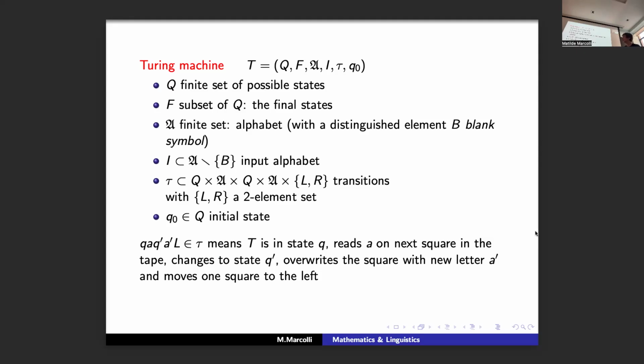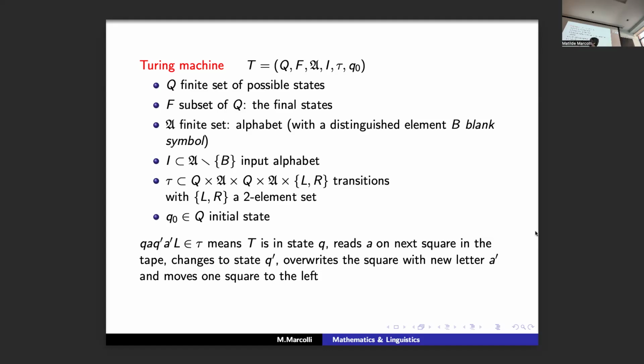You can define them again by having a certain finite set of possible states, some of which are labeled as final, and a certain finite set, which is the alphabet of your tape, of which you now want to include a distinguished element, which is a blank symbol. Your input alphabet is the actual alphabet and does not include the blank symbol. And the transition now has the two states that you go from and to, a letter that you read and a letter that you write, and some movement that you can do on the tape. And then you initialize to some initial state.